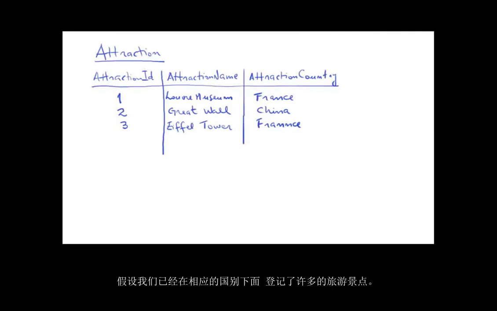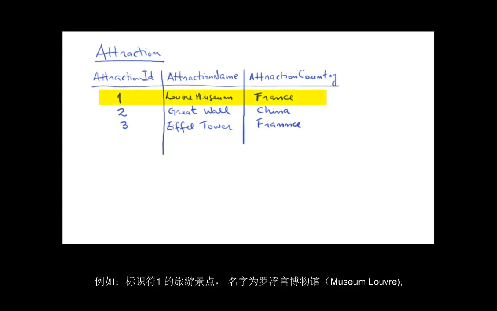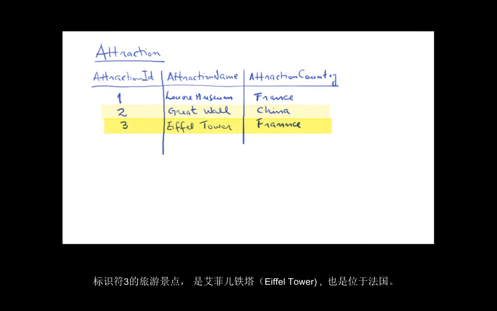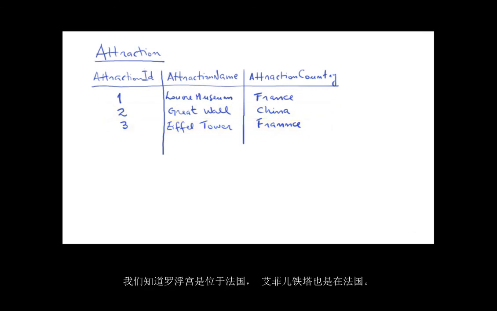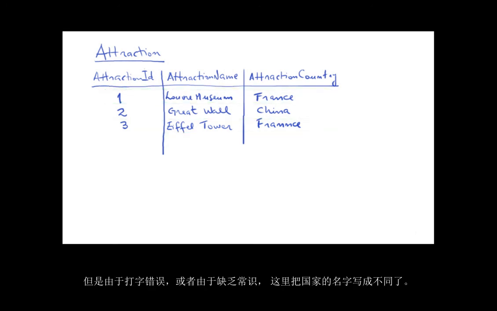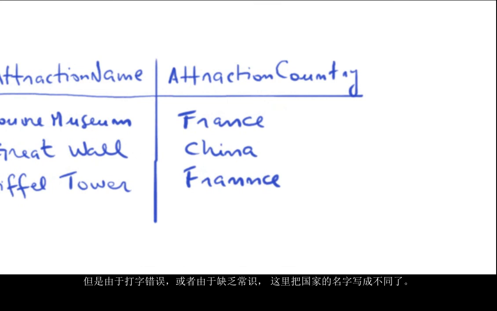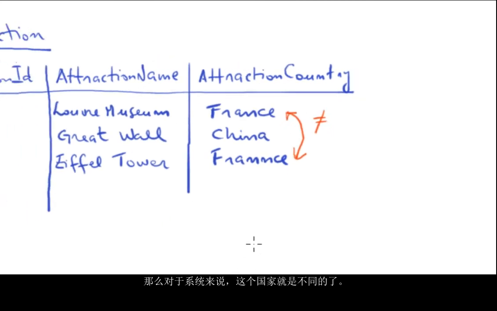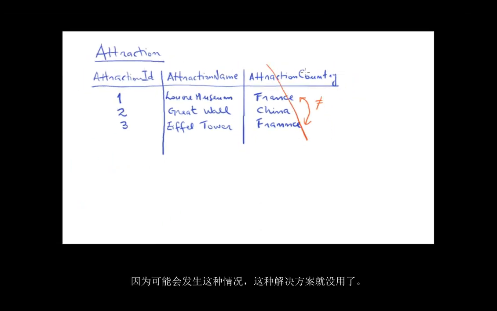Suppose that we've entered several attractions with their corresponding countries. For example, we have an attraction with identifier 1 called Louvre, located in France. An attraction with identifier 2 called the Great Wall and located in China. And another attraction with ID equals 3, the Eiffel Tower, which is also in France. We know that the Louvre is located in France, and that the Eiffel Tower is also in France, but due to a typing or spelling mistake, we typed the country name differently. Here, we typed France with 2 N's. So for the system, this country is not the same as the other one. For this reason, this solution can't be used.